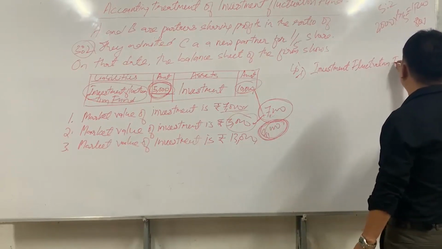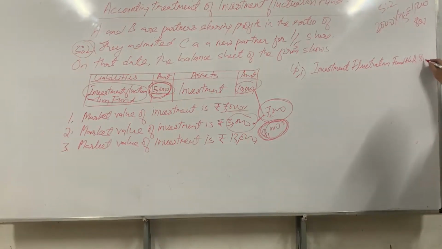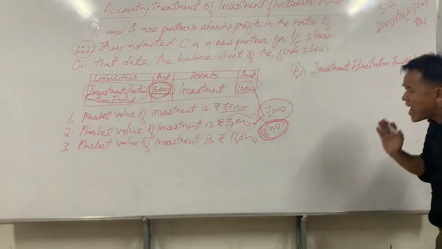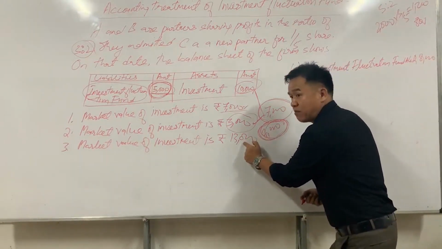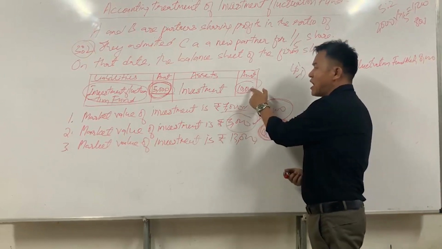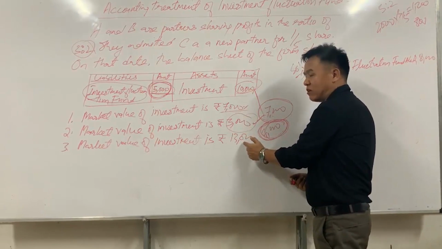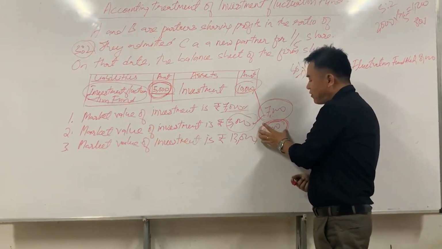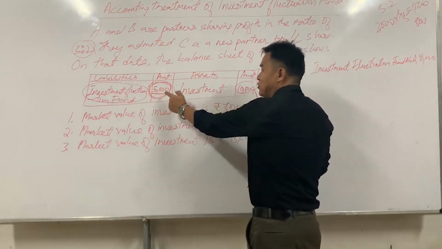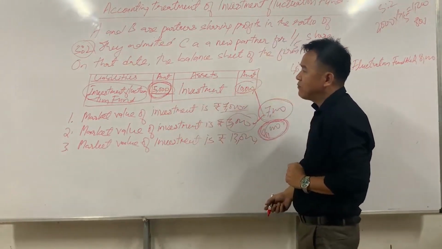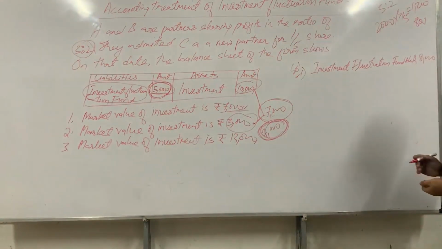So investment fluctuation fund account debit, and the total amount is 8,000. Now why have I written 8,000? Because there is a profit of rupees 3,000. Since the market value of investment is 13,000 and its book value is 10,000, there is an increase of 3,000 in the value of investment. So this profit of 3,000 should be added to the investment fluctuation fund of rupees 5,000. In total, how much did we get? 8,000. So the whole 8,000 should be transferred to whom?